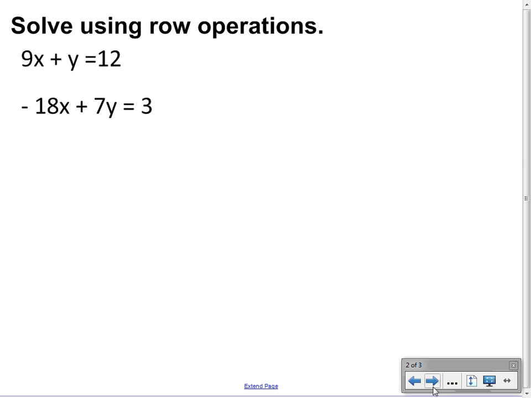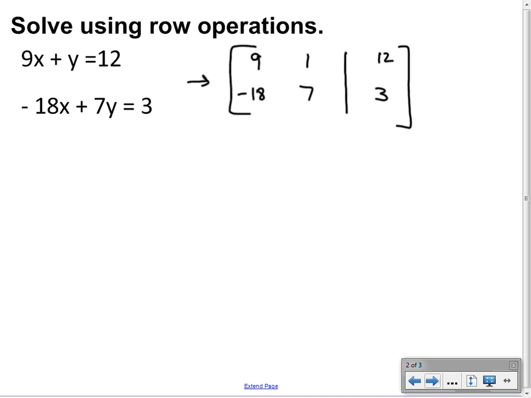Now, row operations. We need to start by making what's called an augmented matrix. Essentially we're taking our system and removing the variables, and instead of the equal signs, we're going to have a bar. We take our first equation, 9x plus 1y equals 12, and organize it into this augmented matrix. We do the same thing to our second row. And now we can start doing some row operations.